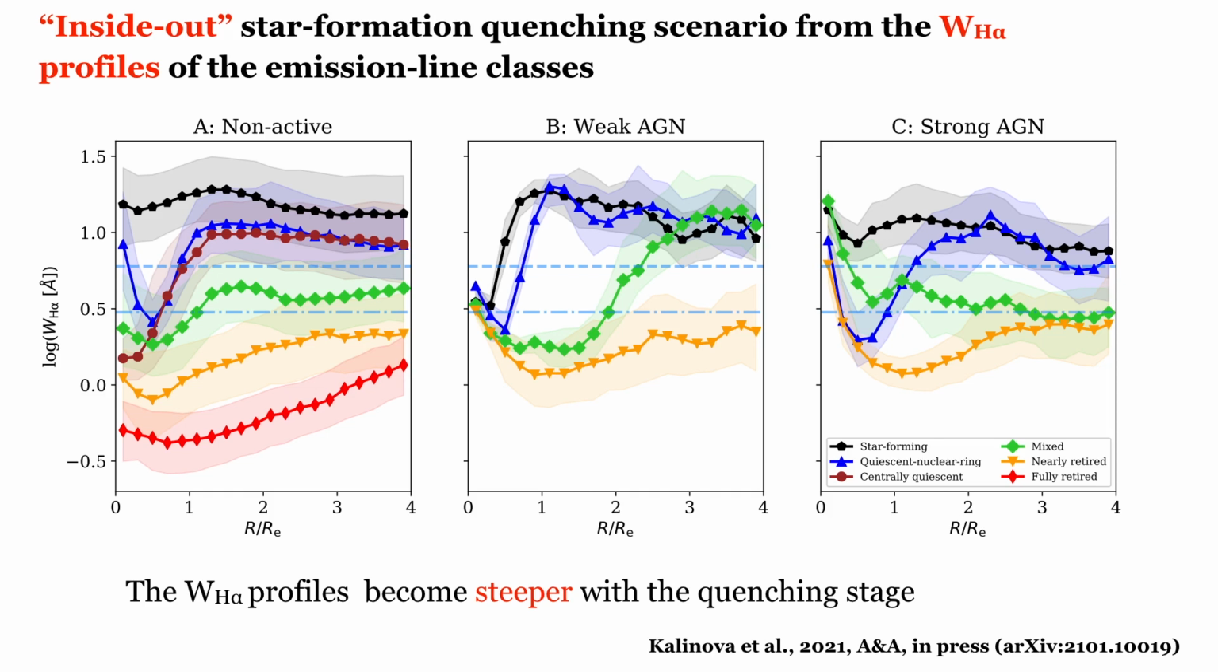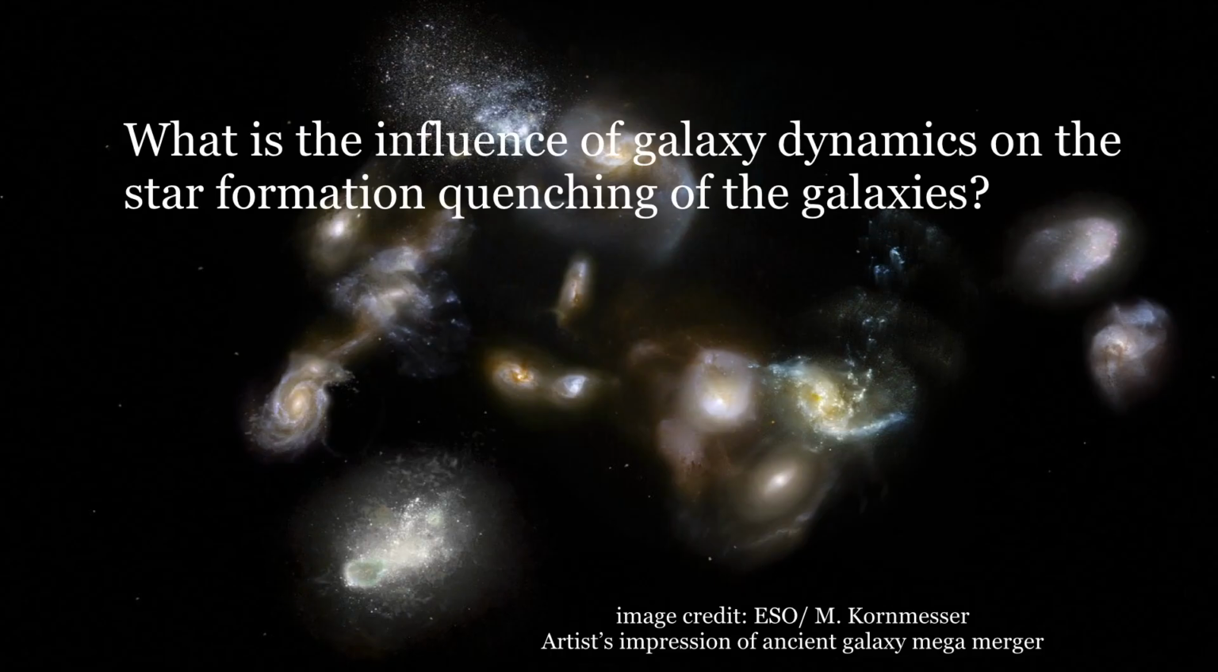Further, the derived profiles from the equivalent width of the H-alpha CALIFA maps are steeper across quenching stages of the galaxies, from star forming to fully retired. These actually support the inside-out star formation quenching scenario for the evolution of the galaxies. As we showed in our paper Kalinova et al. 2021, the quenching stages of the galaxies correlate with many properties such as bulge-to-disk ratio, stellar surface mass density, age, metallicity, and others. Here we try to see if there is some connection between the underlying gravitational potential of the galaxies and their quenching mechanisms.